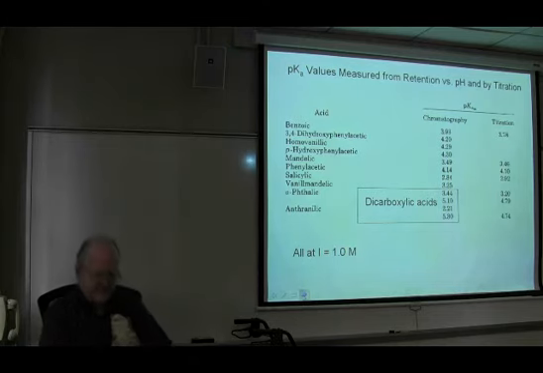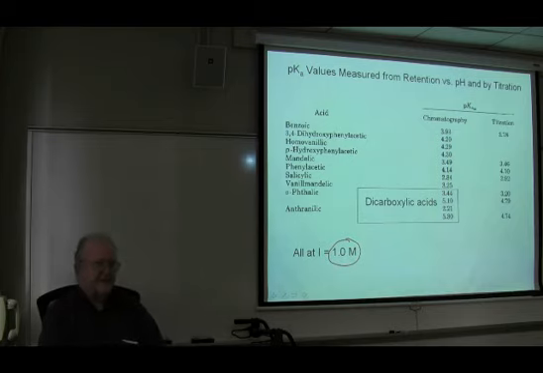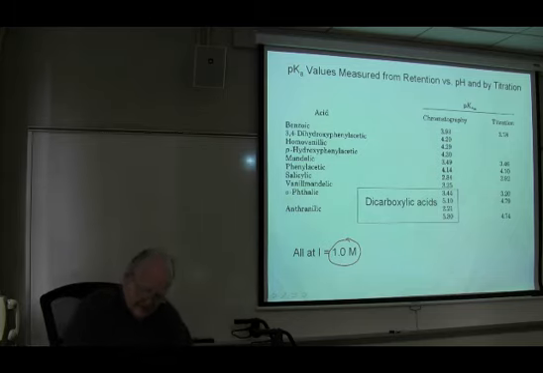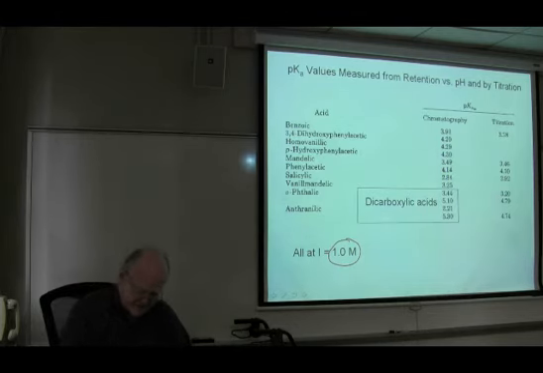This was a clever experiment. Horvath did the chromatography of these acids in 1 molar potassium chloride, and he titrated them in 1 molar potassium chloride, and he measured the pKa's. He measured the pKa by chromatography by fitting the data that he got for the K prime versus pH. And of course, you do the titration experiment, and you all know how to measure pKa's by titrimetry.